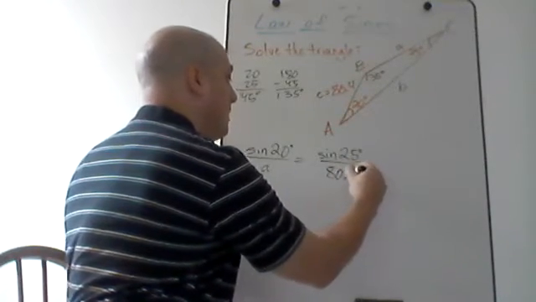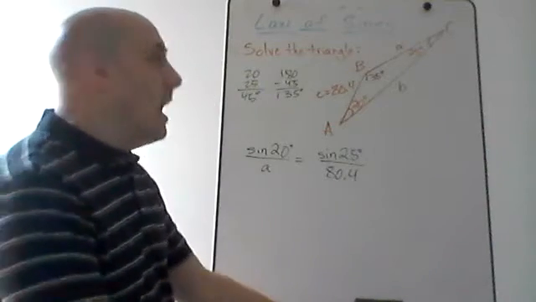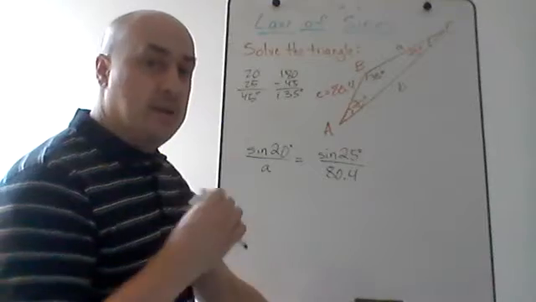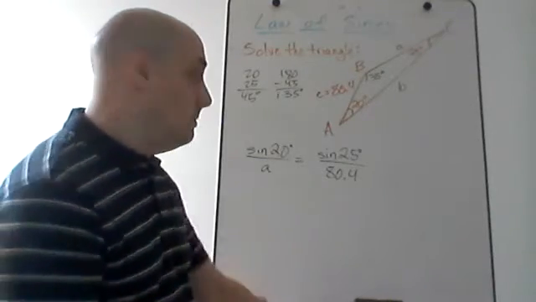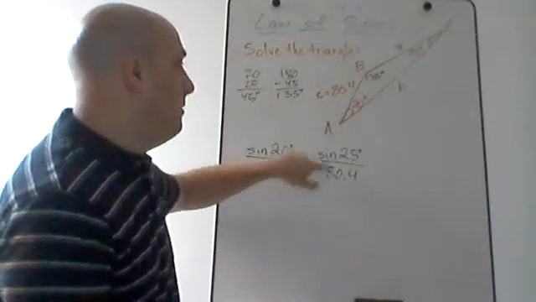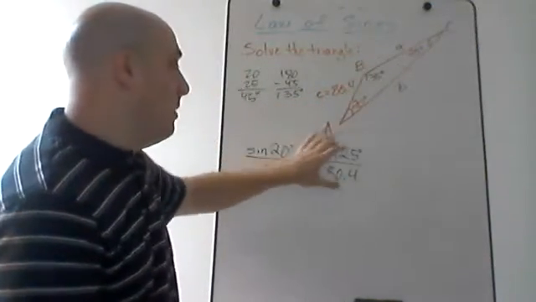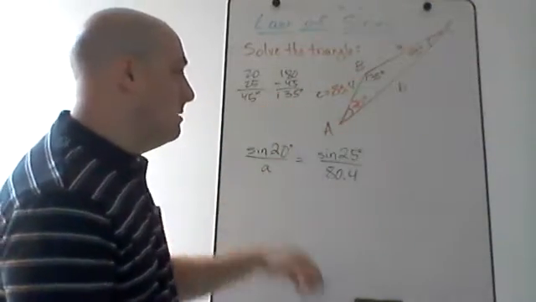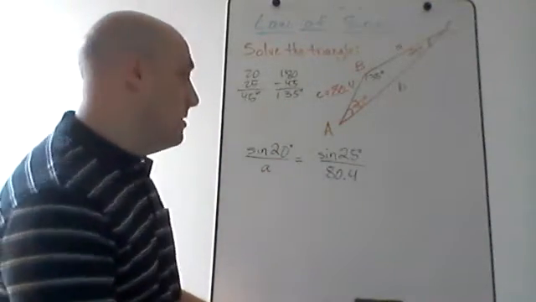Remember, when you're using the law of sines, one of your fractions has to be a side and an angle that you know. In this case, that's side C and angle C. I know side C is 80.4. I know angle C is 25. That has to be one of my fractions, and then the other one I can do for either side A or side B, whichever one I'm trying to solve for.